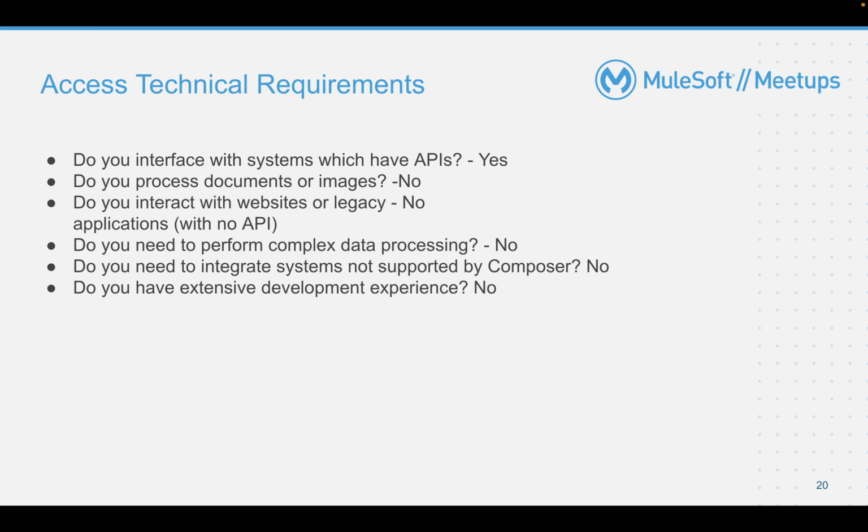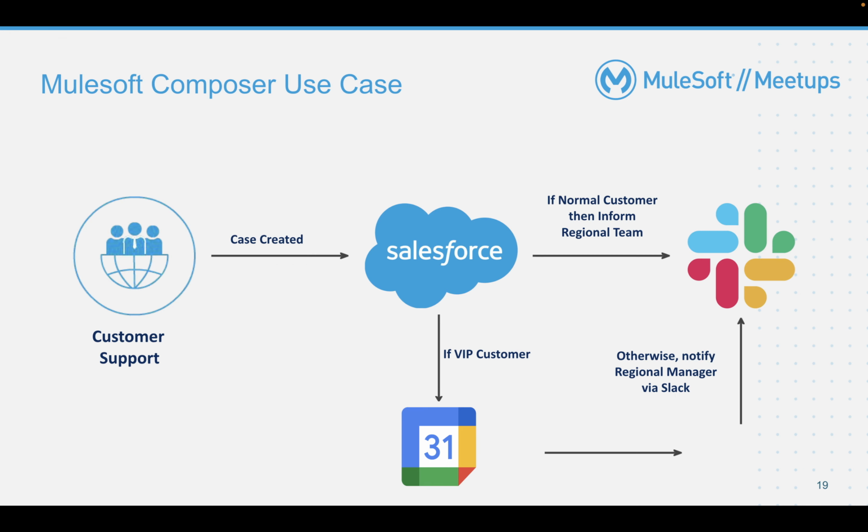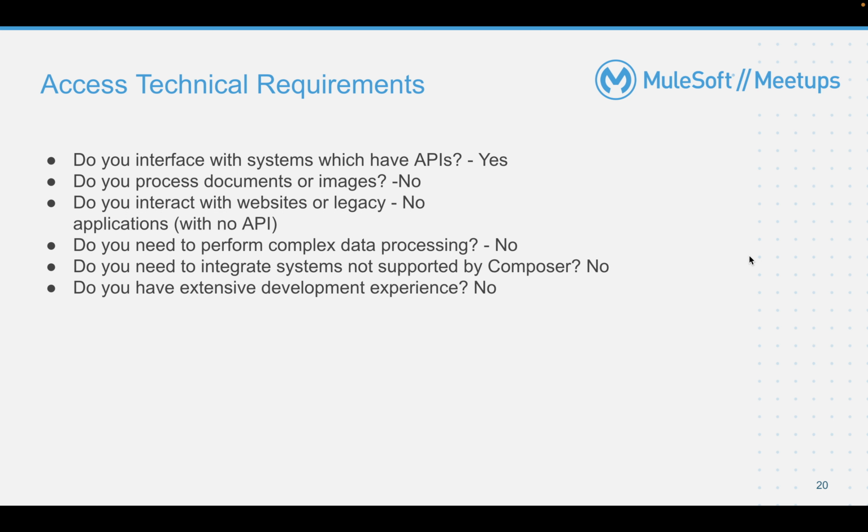So before that, we went to the use case, right? So we need to understand the technical requirements. We need to understand which product is suitable for this kind of scenario. So first question to ask, do you interface with systems which have APIs? And if we see, we have three systems which we will be interacting with. It is Salesforce, Google Calendar and Slack. And yes, all of these three systems have an API exposed.